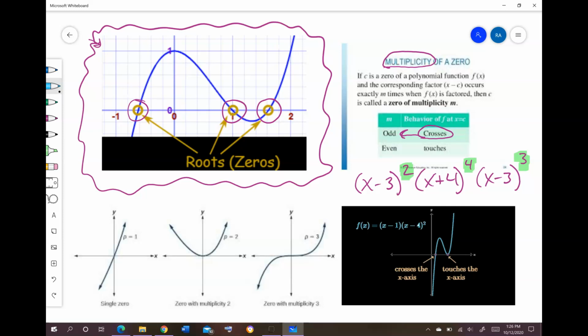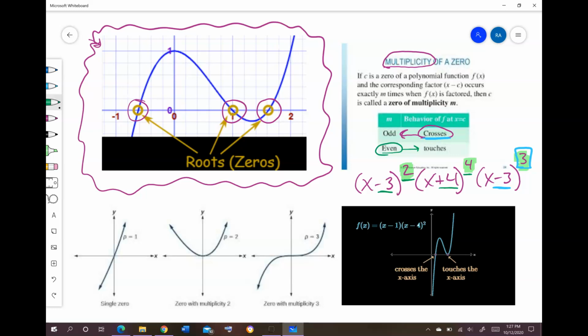So I know by looking at those little exponents, if it is an odd exponent, the graph crosses at positive 3. If it is an even multiplicity, it's going to touch. So at here and here, I know the graph touches. When it touches, it turns back around. I know the graph is going to touch at positive 3, and it is going to touch at negative 4. Okay?